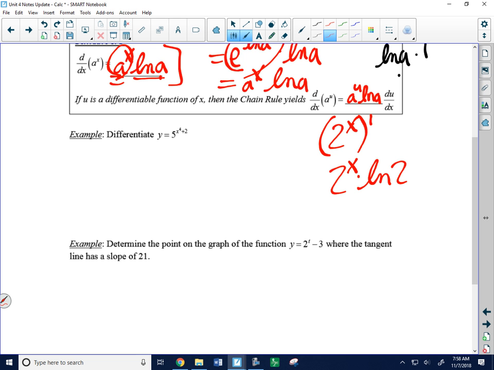So let's do one with chain rule. Differentiate this. So y prime. I'm following this rule right here, and I will need a little chain rule. The reason I know that is because, again, the exponent is not x. It's x to the 4th plus 2. Okay, so y prime is going to be a to the x. It's pretty simple. I just write the exact thing that's there.